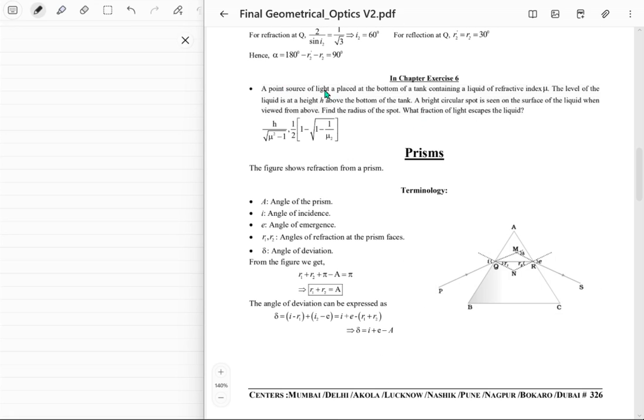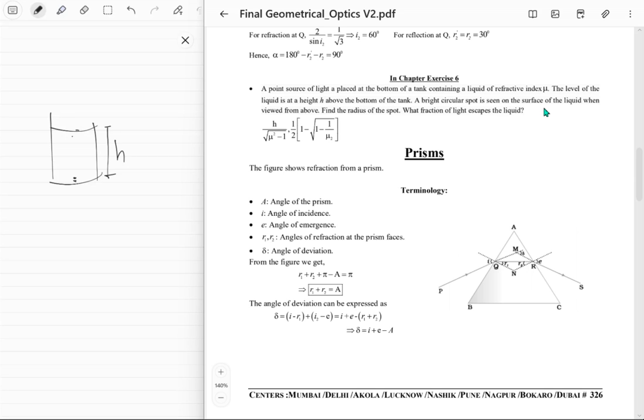Right, question 6. A point source of light is placed at the bottom of a tank containing a liquid of refractive index mu. So a tank, a point source at the bottom of the tank. You've got a liquid of mu refractive index. Level of the liquid is at a height h above the bottom of the tank. A bright circular spot is seen on the surface of the liquid when viewed from above. So on the surface, hence the point source of light. Of course, this is just mapped over here, right? Find the radius of the spot.